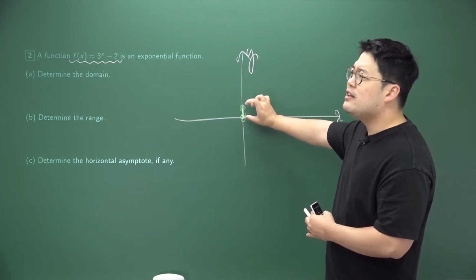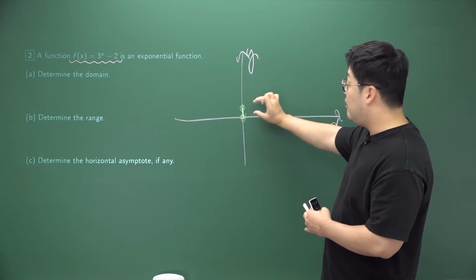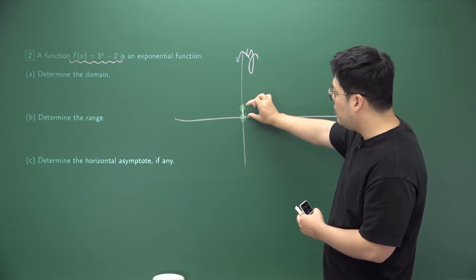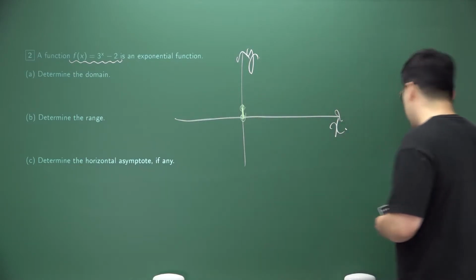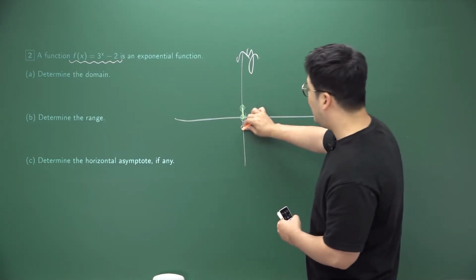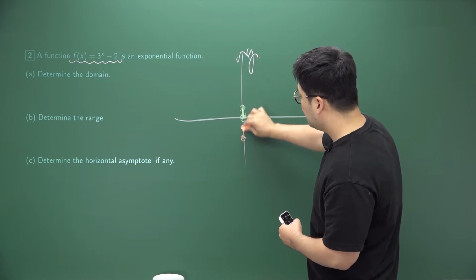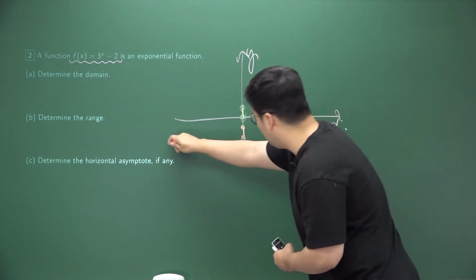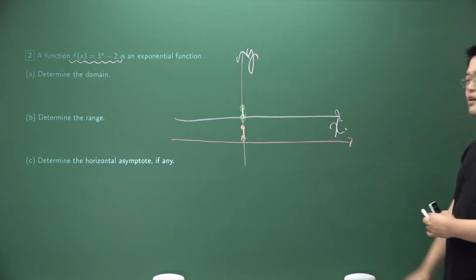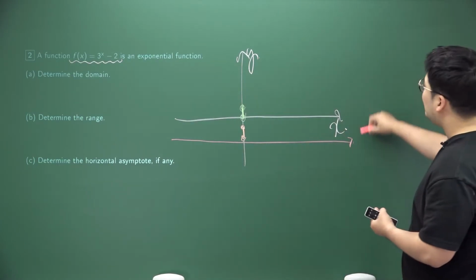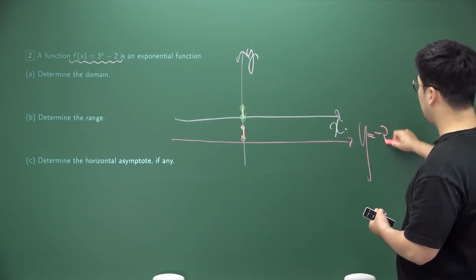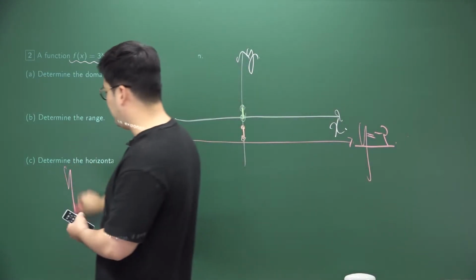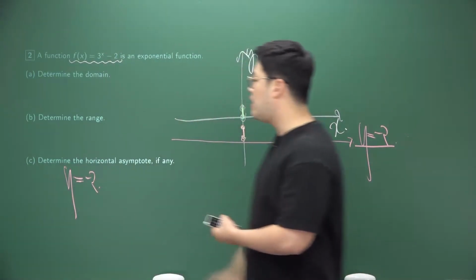If you push this down, we're going to 1 and 2 more units, and we have -1 and -2. That's going to be where we begin. And of course, you need to draw the horizontal line, which is going to be the horizontal asymptote. Do we have a horizontal asymptote, if any? Yes, we do: y equals -2.